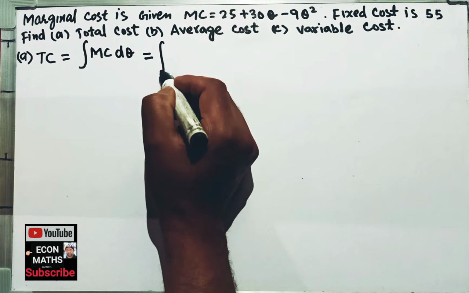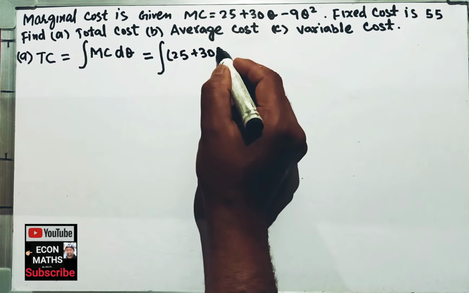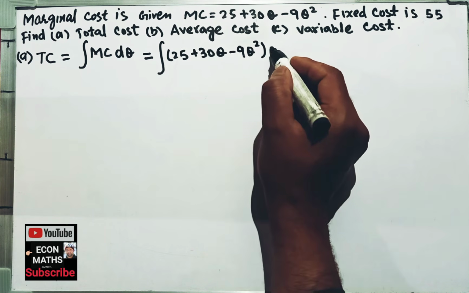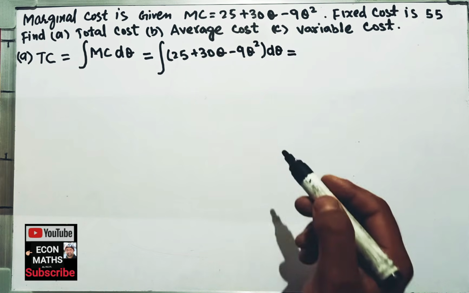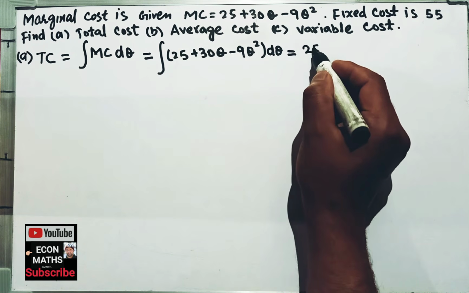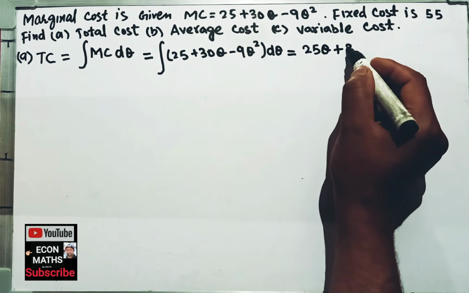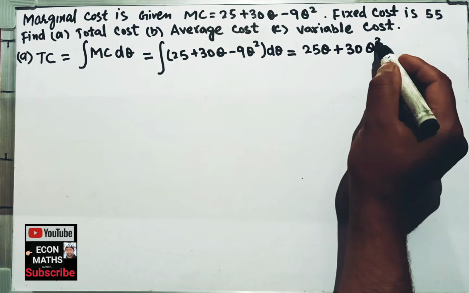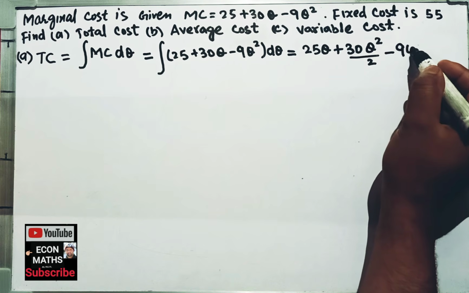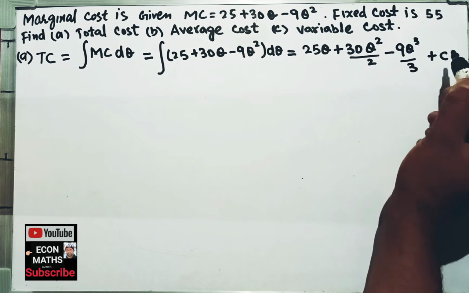Now the marginal cost function is 25 plus 30q minus 9q square, and we will integrate it with respect to quantity. So this will become the integration of 25, that is 25q, plus, now here it is 30q, so this will become 30 q square divided by 2, minus 9 q cube divided by 3, plus the constant of integration.